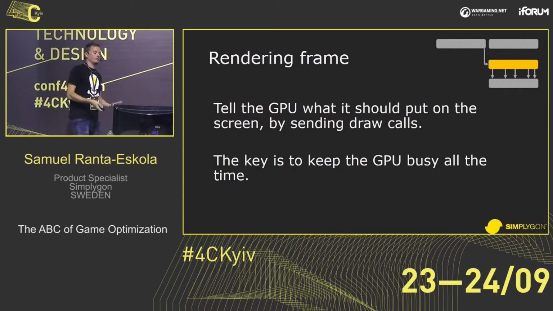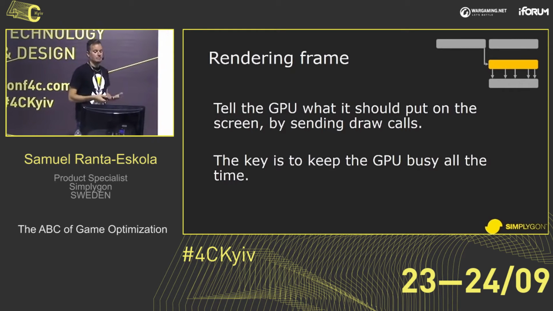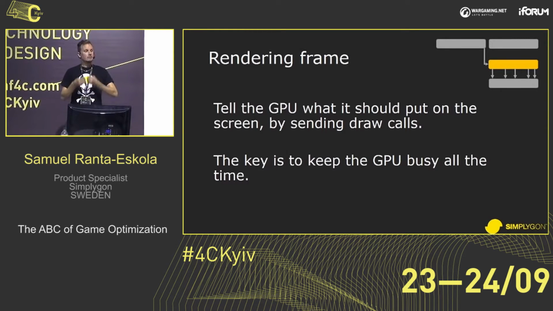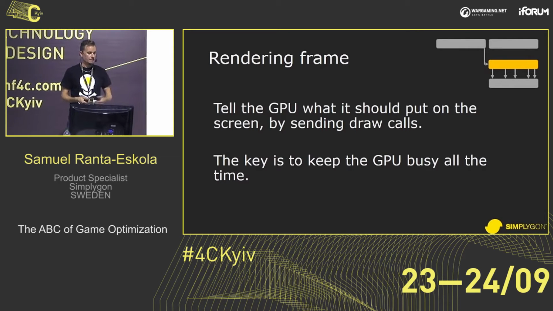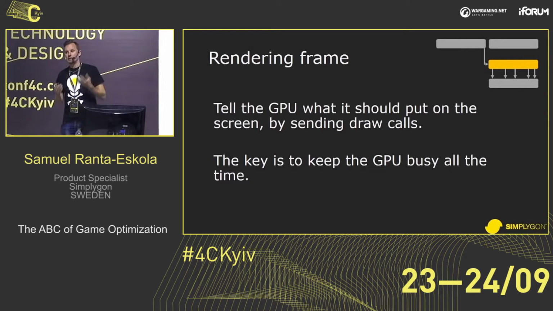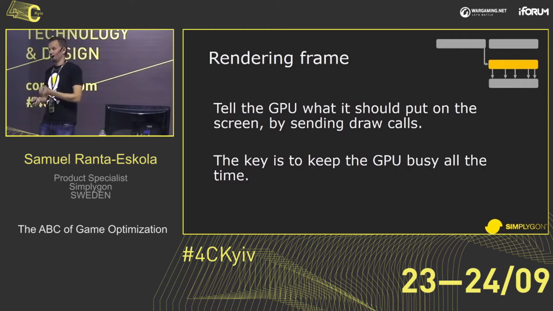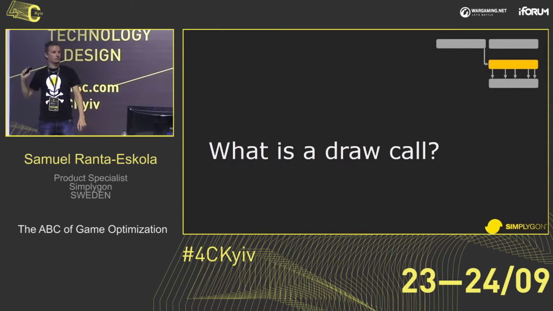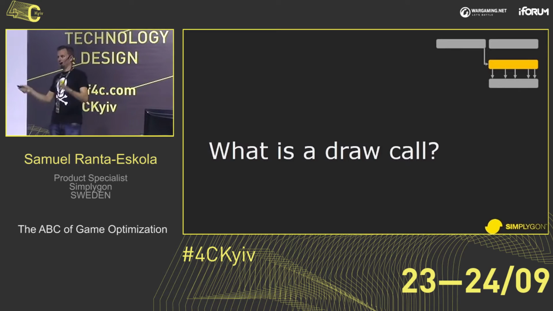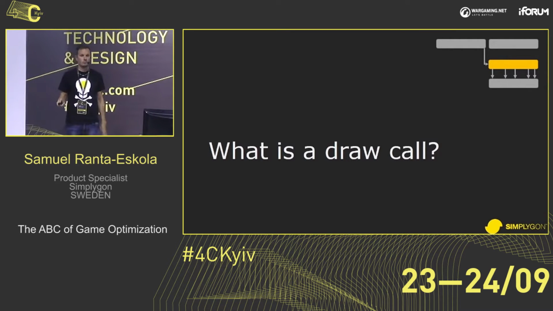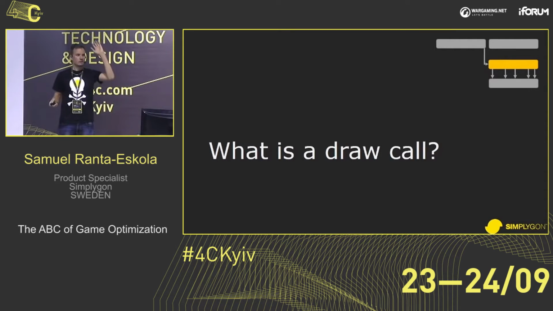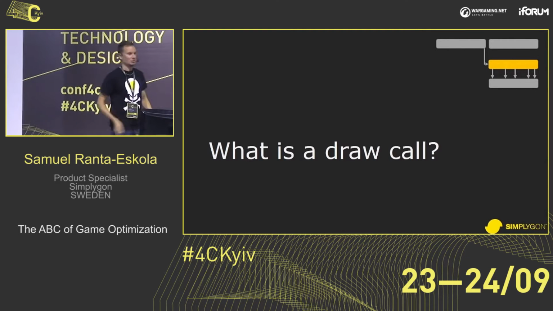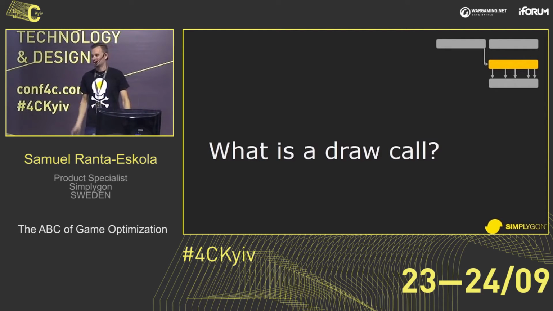So when it comes to rendering a frame, basically what's happening here is that the CPU will tell the GPU what to draw by sending a draw call, 1 at a time. And the key here is to keep the GPU busy all the time, and I'll tell you why in a bit. But we need to go down to what is a draw call. Is there anyone here that's never heard the term draw call? Just raise your hand in that case. Okay, good. Draw call is a fundamental part of game creation.